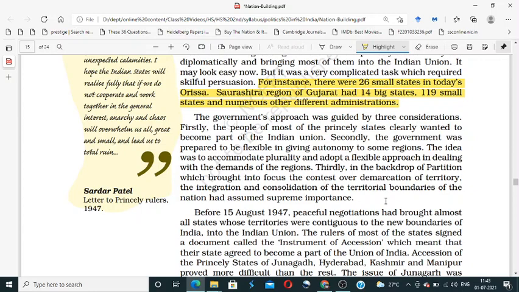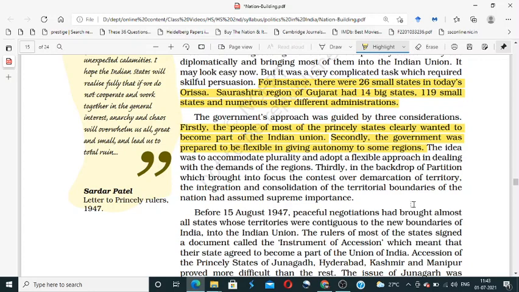If you see the government approach, it was guided by three important considerations. Firstly, most of the people of the princely states clearly wanted to become part of the Indian Union. The people were not happy with the princes, with the rulers. They wanted to become free like the people in other parts of the Indian Union. Secondly, the government was prepared to be flexible in giving autonomy to some regions. The Indian government said that if you come to us, we will give you some benefits, some autonomy, in terms of some conditions regarding your internal politics.